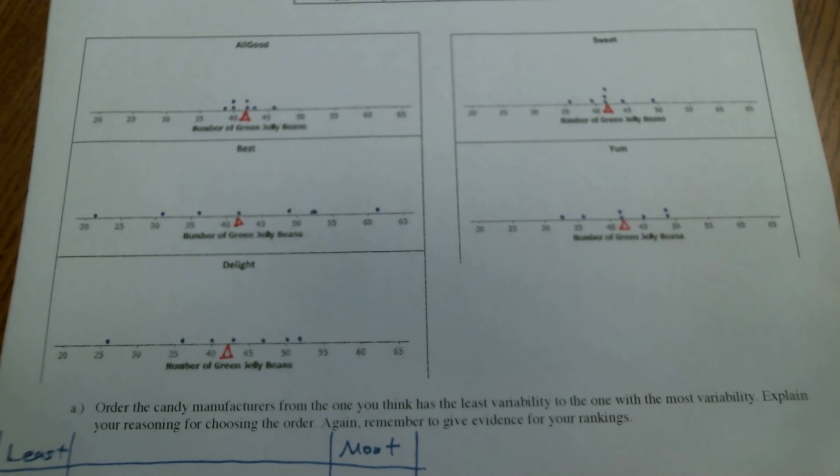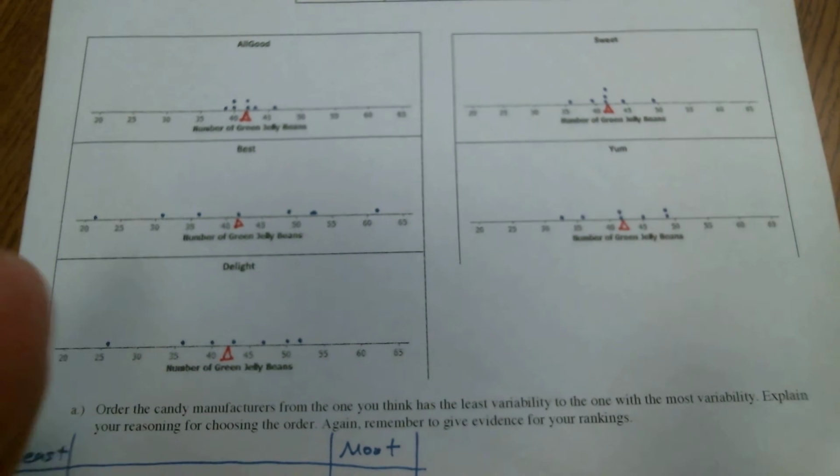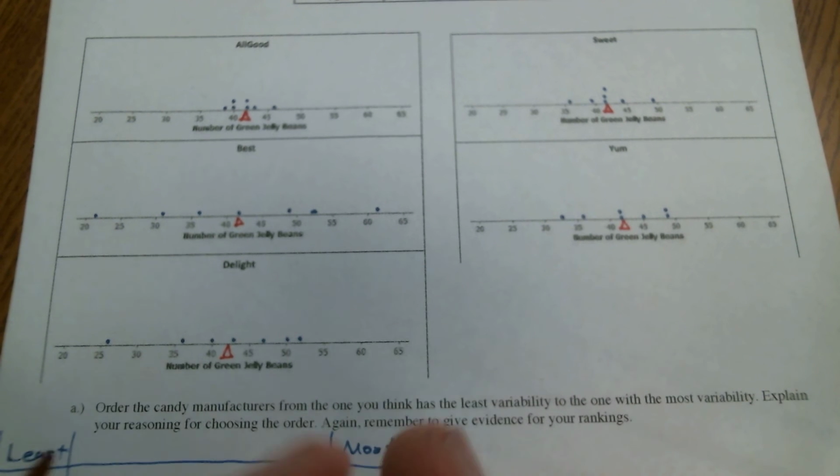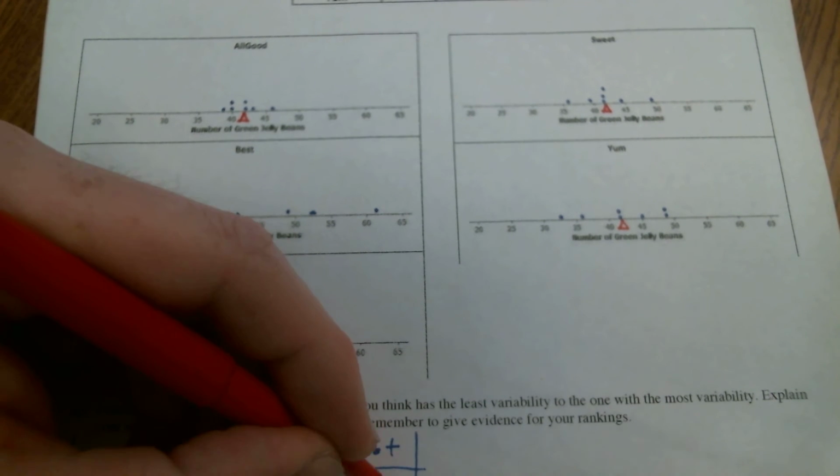So if I consider how spread out each one of these is, let's look at which one is the least variable compared to the most variable, because that's what A asks us to do. It asks us to balance them out. Which one's the most compared to the least variable? Well, least variable means scrunched in, pushed together. More variable means spread out, far apart. So I can already tell it looks like Best is the most variable.